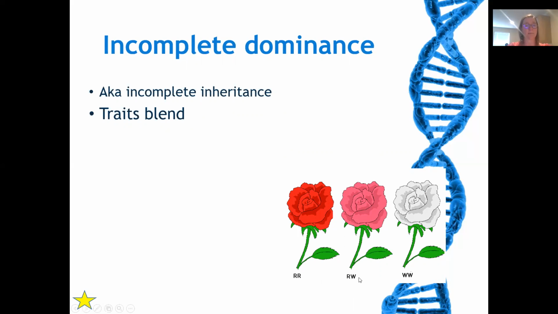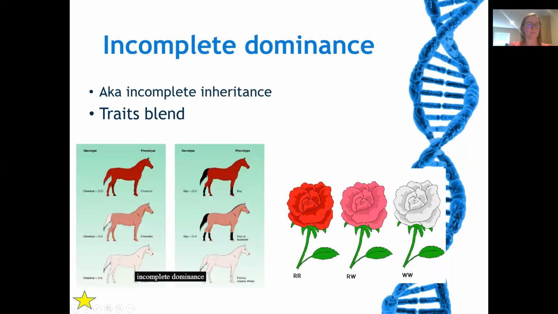It has one R, one W, and its phenotype, sorry, is in the middle between them. Having one R did not give it enough pigment to become completely red. You can see this in some animal coat colors too, where you have a dark color, a light color, and then something that's kind of in between, a blend. That's incomplete dominance.